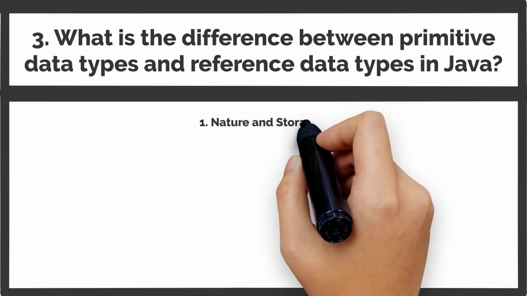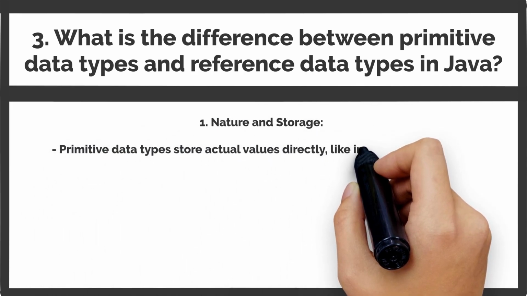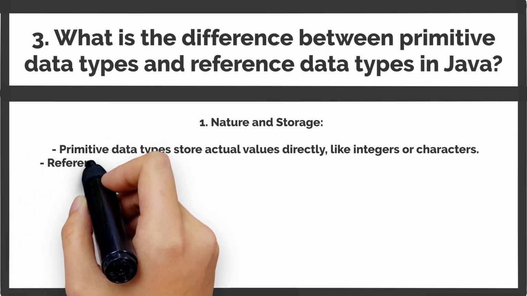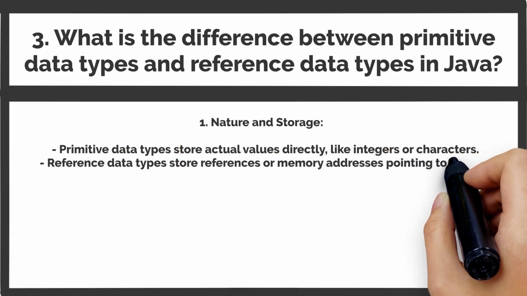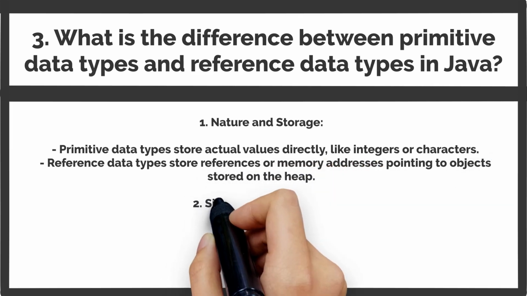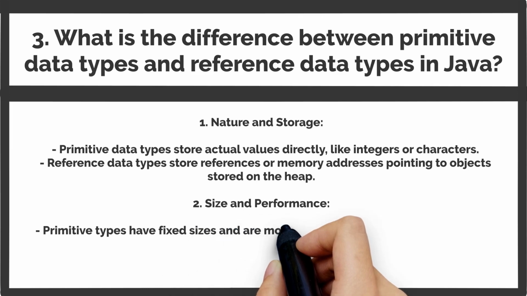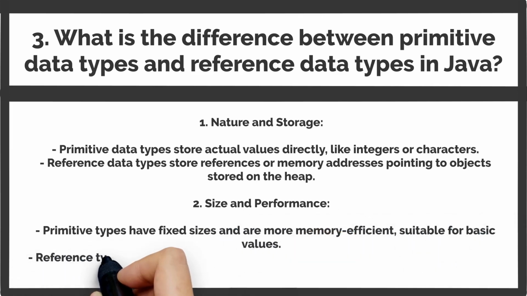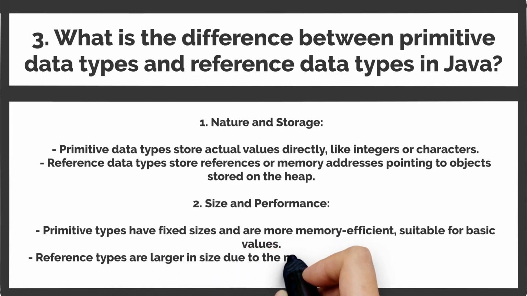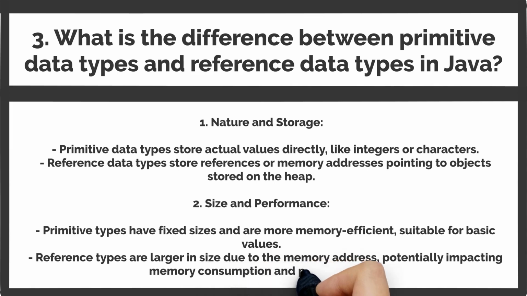1. Nature and storage. Primitive data types store actual values directly, like integers or characters. Reference data types store references or memory addresses pointing to objects stored on the heap. 2. Size and performance. Primitive types have fixed sizes and are more memory efficient, suitable for basic values. Reference types are larger in size due to the memory address, potentially impacting memory consumption and performance.